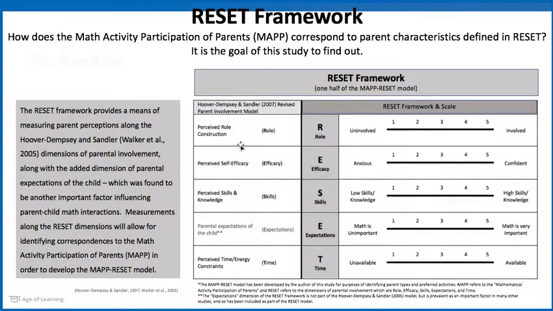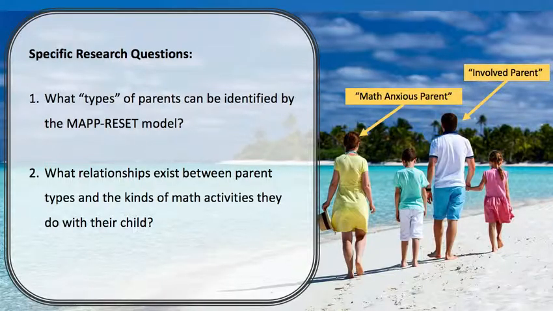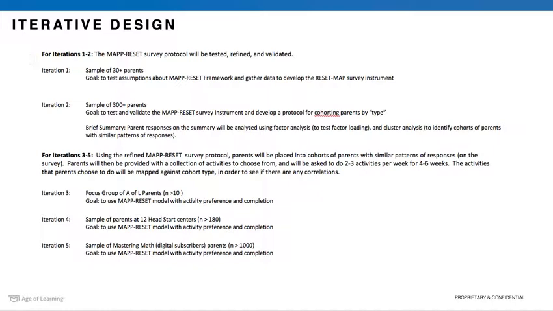So the idea we had is that if there was a way to measure parental characteristics along these dimensions, we could develop a profile for that parent of the kinds of activities that he or she would be more likely to do. So that leads us to the study. The specific research questions we have for this study are: what types of parents can be identified using the MAP RESET model, and what relationships exist between parent types and the kinds of math activities they do with their children. Now let's look at the iterative design of this study.